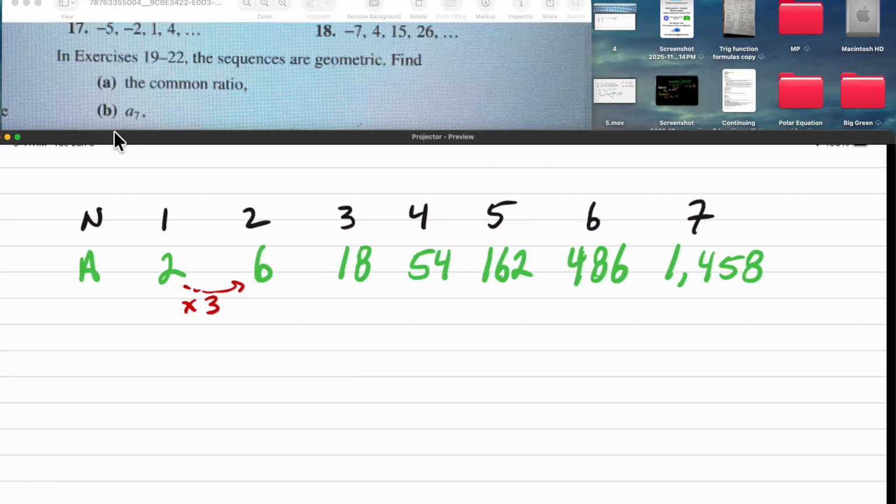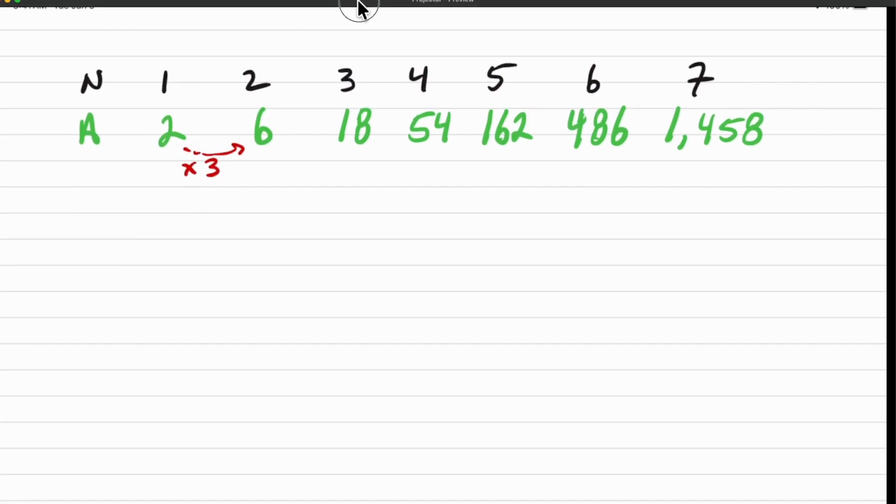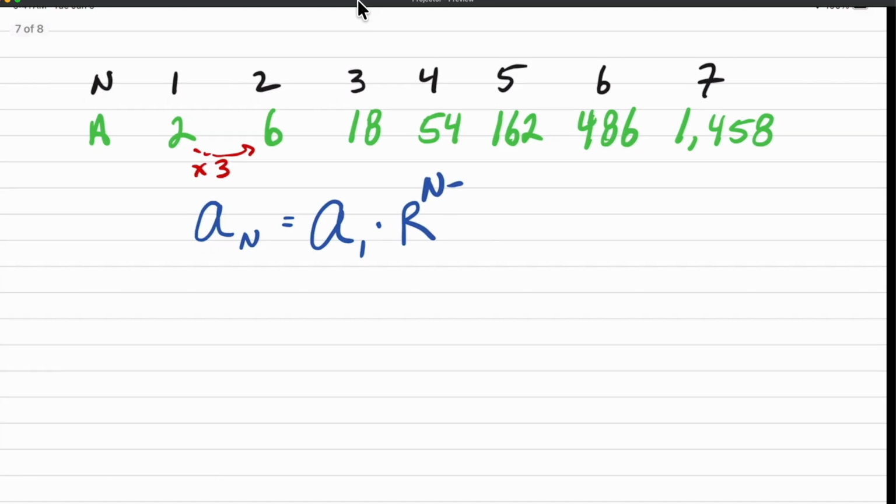Okay, let's go ahead and find the amount at position 7. Now, we already know what it is, but let's do it in a more elegant fashion. So the formula to find the amount at a position n in a geometric sequence is the amount at the first position times your r value raised to the n minus 1. This is the number of steps you take. This is the number of times we're going to multiply by r.